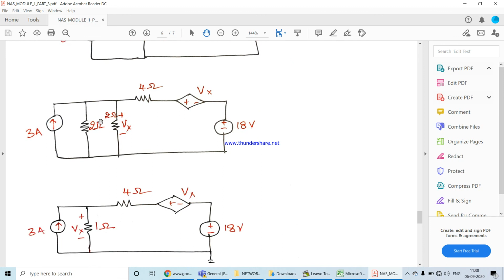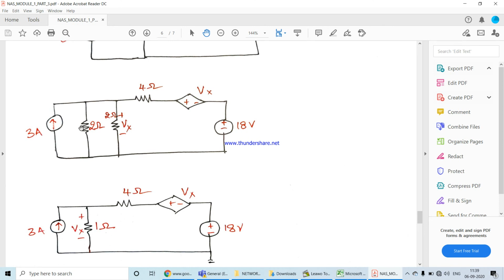Now these two in parallel, I am going to convert into one single equivalent resistance. Even though I convert this into one equivalent resistance, the voltage across that particular parallel circuit remains Vx only. So though it is 2 into 2 divided by 2 plus 2, when you convert and get 1 ohm, the voltage across that particular terminal will remain as Vx only. So nothing wrong in this now.